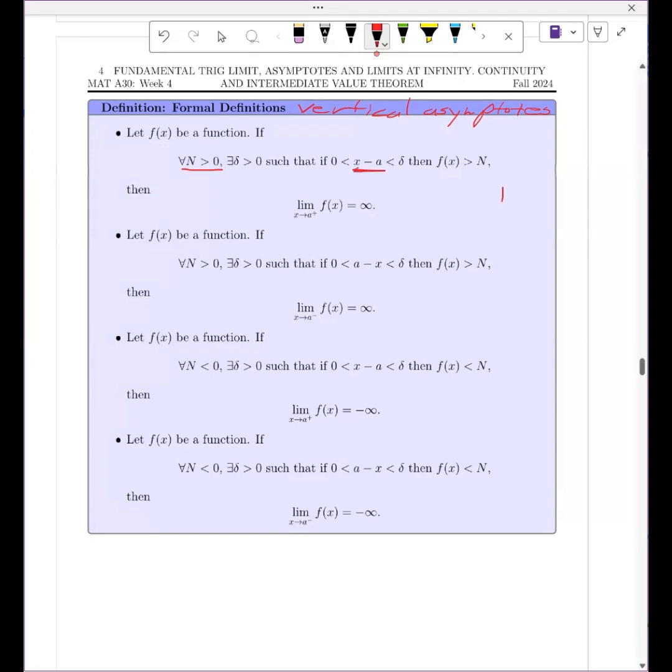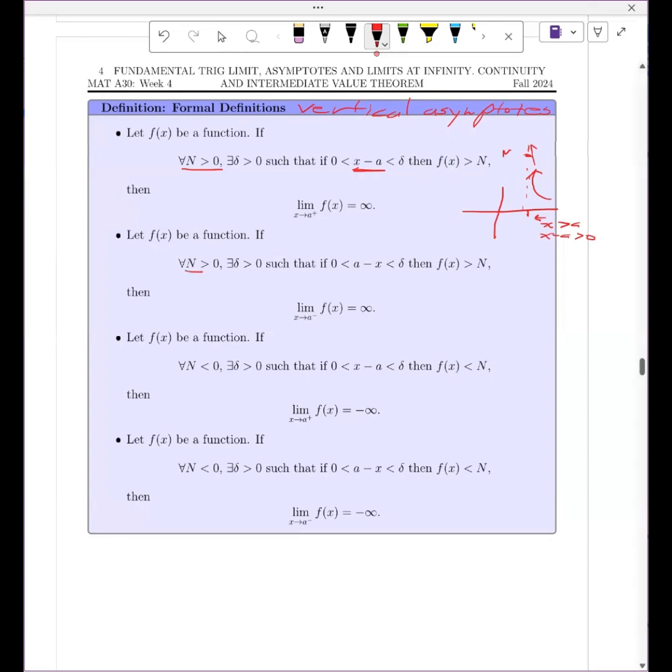Why is this? If I have my function, and this is my value a, I'm approaching from the right. So my x values are going to be greater than a, or x minus a is going to be greater than 0. And we're going to have a vertical asymptote, going up to infinity. No matter how high you want to get, you tell me an n, which is a specific height, and I just tell you to get a little bit closer and you can get above that value n, where the curve goes up and up and up. If this is true, then the limit as x approaches a from the positive goes off to infinity.